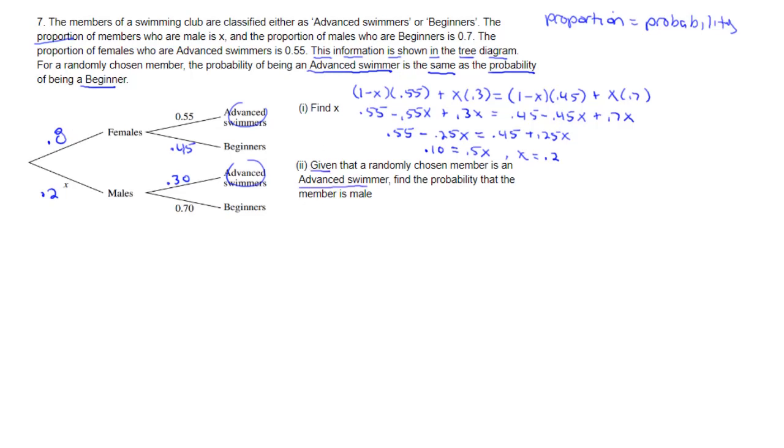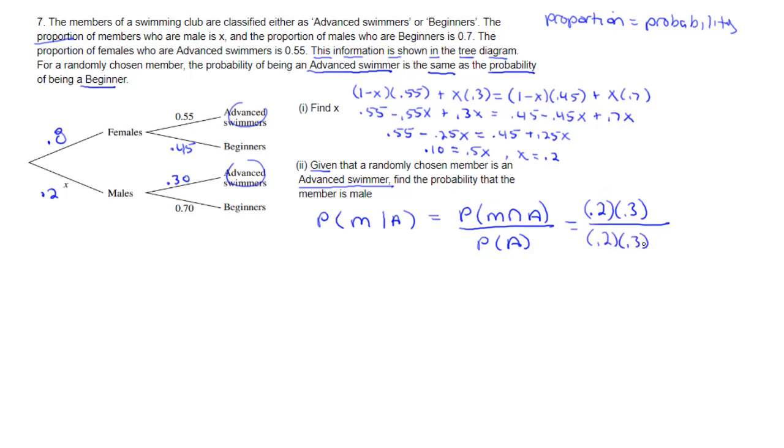And are there more questions here? Oh, yeah, there are. Part 2. Given that a randomly chosen member is an advanced, find the probability they're male. So the first thing is we need to find a male that's advanced. Well, that's going to be 0.2 times 0.3. And then we've got to find any advanced. Well, that's the male and then the female advanced. And so then we divide those and we find out the probability is 0.12 or 3 over 20.